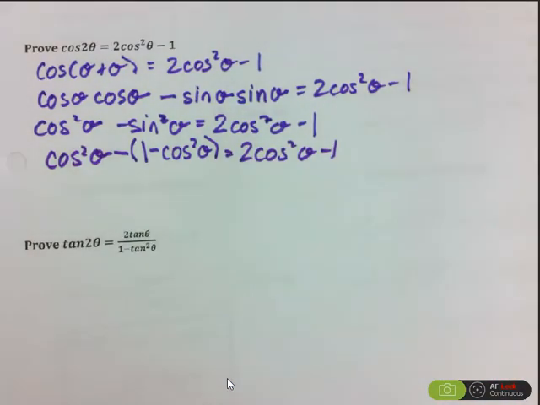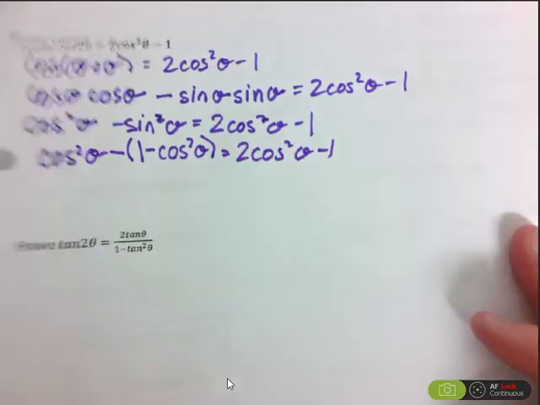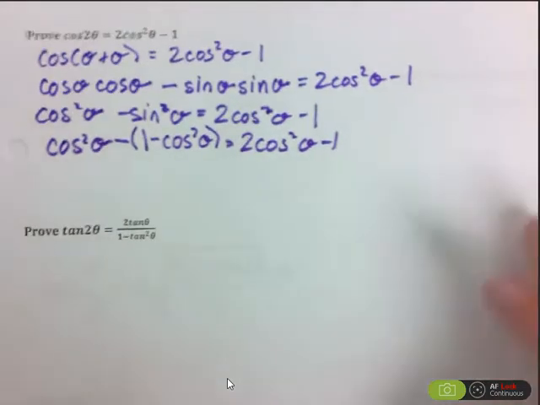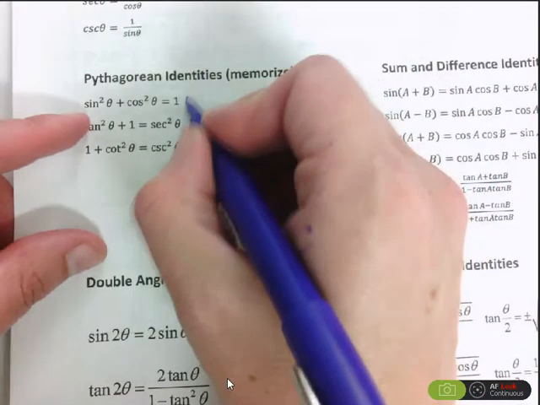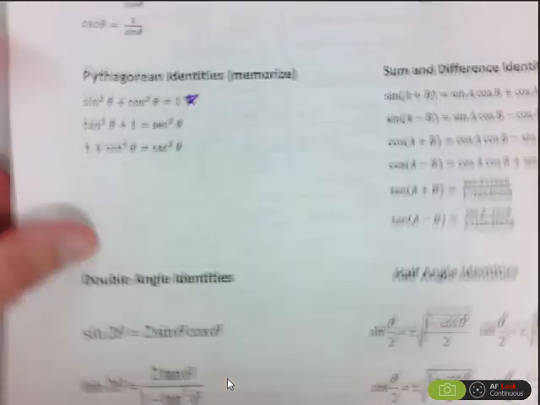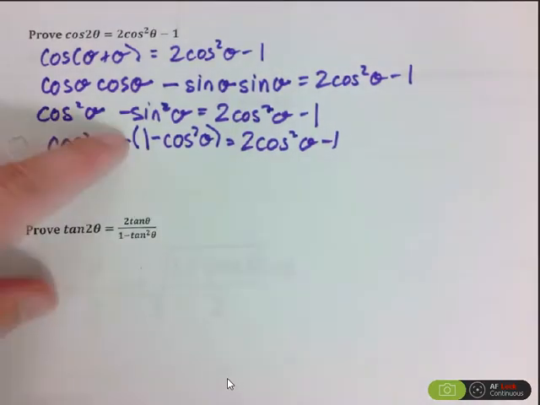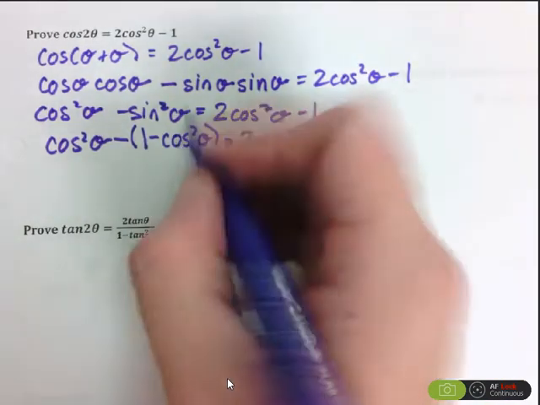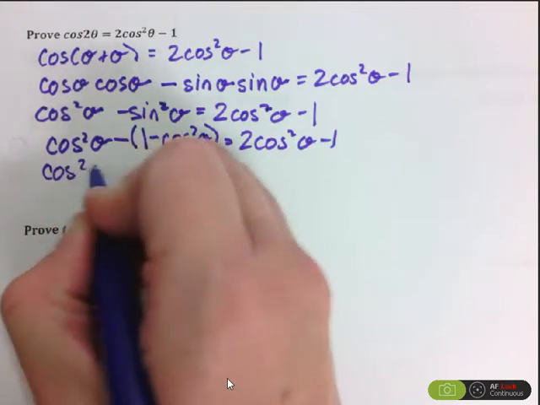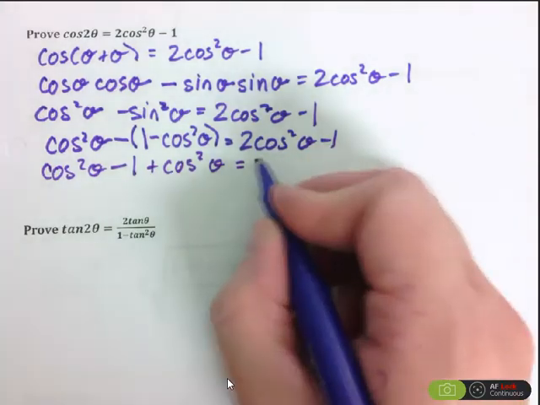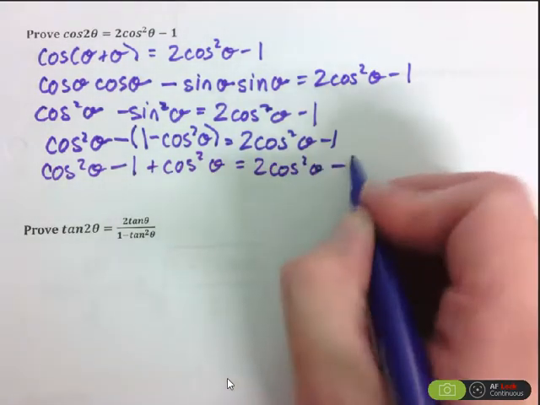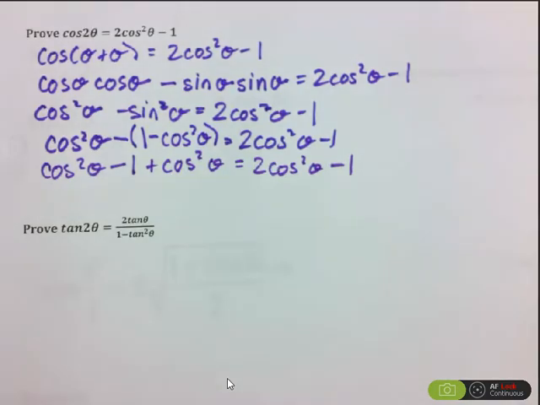All right, I think I have my list right here. So to go from this step to this step, I changed sine squared to 1 minus cos squared. That comes from this list right here. Okay? All right. Now distribute your minus. So you're going to have a minus 1 but a plus cos squared. And now cos squared theta plus cos squared theta makes what? 2 cos squared theta.